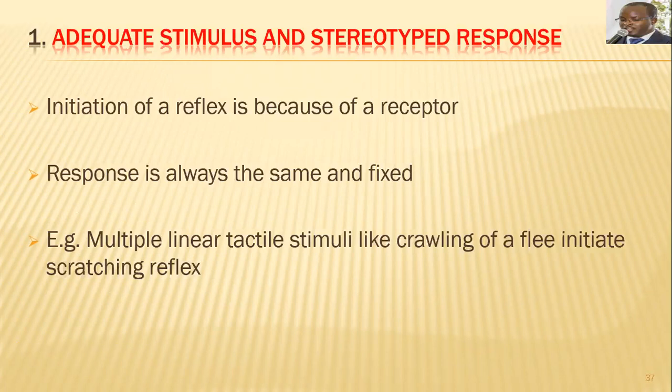So that's the adequate stimulus that you need to stimulate the receptor. And the response is always the same and fixed, meaning that once you have an adequate stimulus, you're going to get a response that is always the same and fixed. So it's stereotyped. Stereotyped means that you know exactly the response that you're going to get when you apply the stimulus.